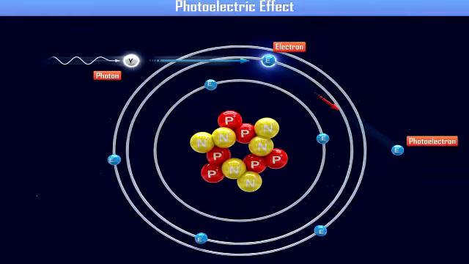But perhaps the most important application of the photoelectric effect was setting off the quantum revolution, according to Scientific American. It led physicists to think about the nature of light and the structure of atoms in an entirely new way.